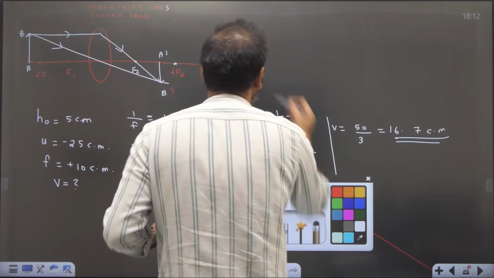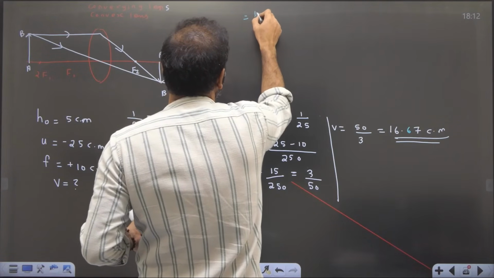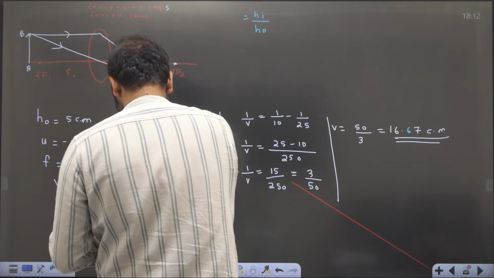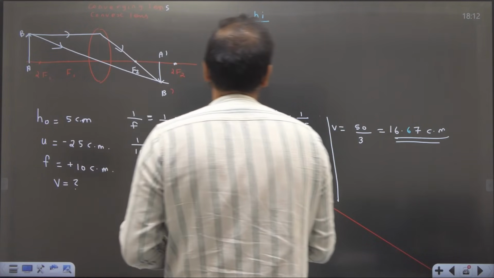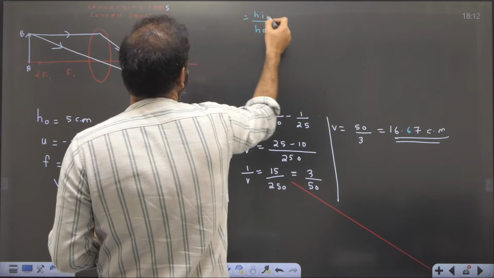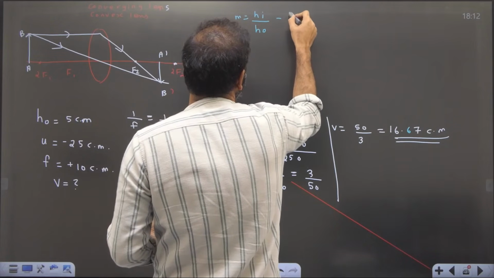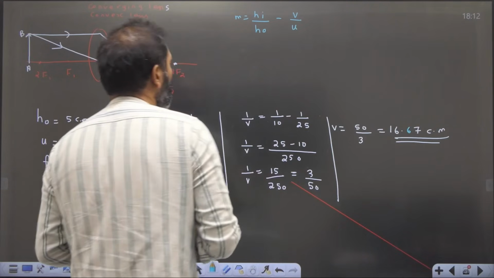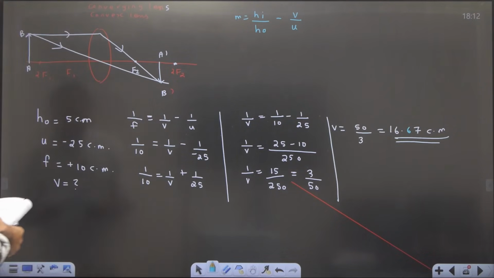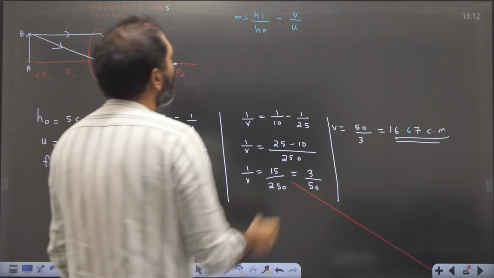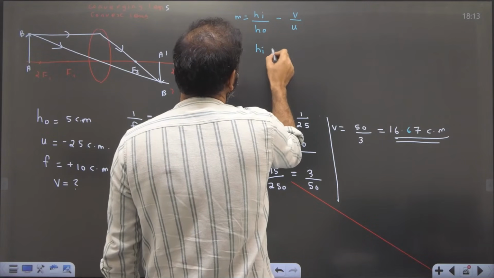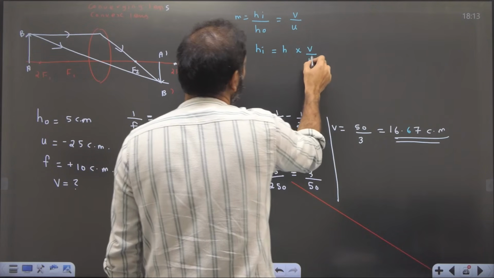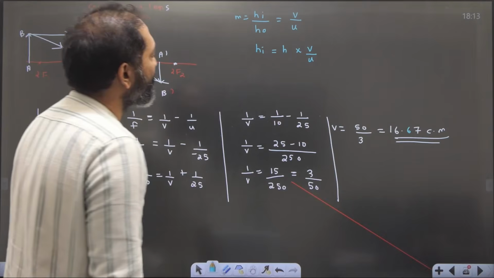So let's see what is magnification. Height of the image divided by height of the object. Magnification m is equal to height of the image divided by height of the object, which is equal to what? In lens, what is the formula for magnification? v by u. Now we have to find out image size. Image size hi is equal to ho, height of the object, into v by u.